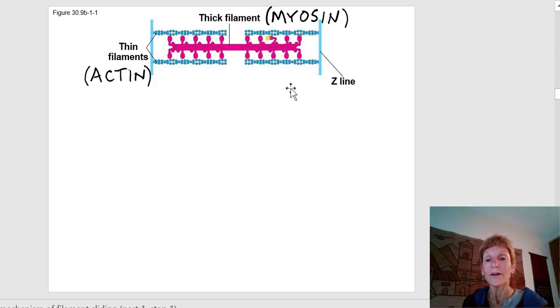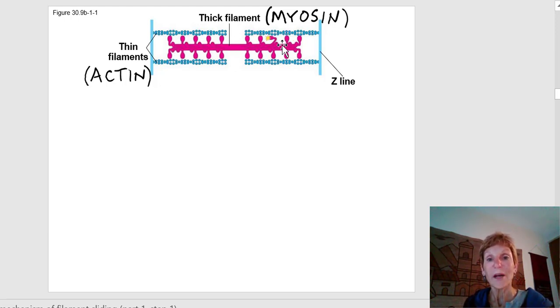What you can see here, if you look carefully, are these little blobs that are attached to the myosin. Those are called myosin heads or myosin head groups. Each one of those myosin heads is an enzyme that can break down ATP. So it's an ATPase, and there are ATPases along the whole length of myosin. That's what makes this a motor protein. It's going to use the ATP and generate movement of the actin by walking along the actin.